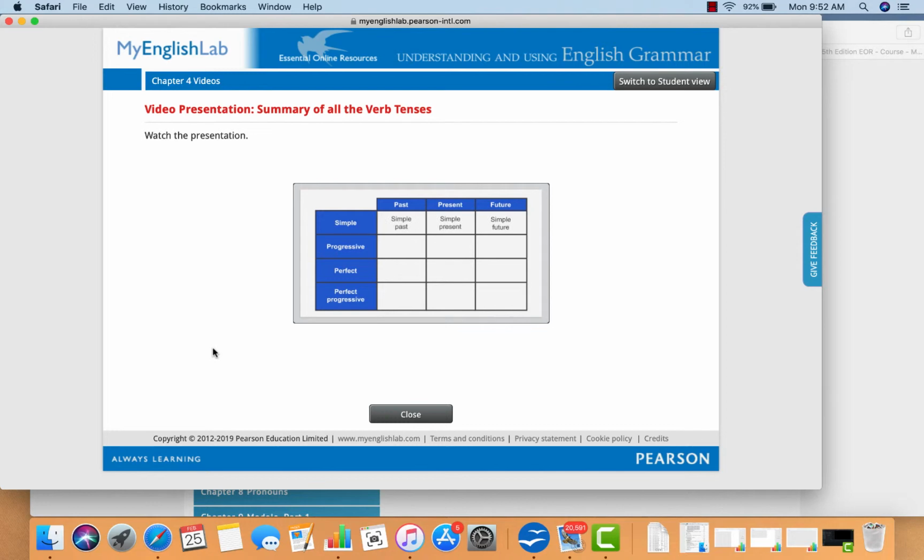That means you've learned 12 different ways to form verbs: the simple past, the simple present, the simple future, the past progressive, the present progressive, the future progressive, the past perfect, the present perfect, the future perfect, the past perfect progressive, the present perfect progressive, and the future perfect progressive. Just look at all these verb forms you've learned. That's a lot of verbs.